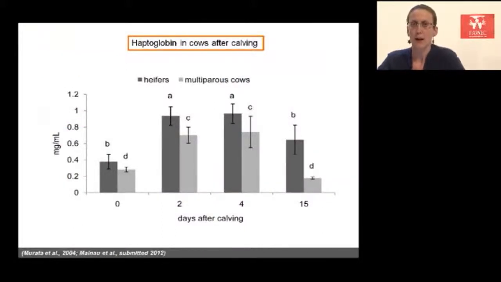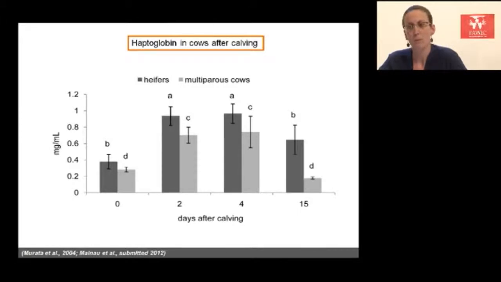Regarding haptoglobin, I said that it is an acute phase protein that can indicate inflammation. Here you can observe one study performed in our group, here in Barcelona, where we found in cattle after parturition a higher concentration of haptoglobin during days 2 and 4 compared to days 0 and 15. And also, on all the days observed, heifers or primiparous cows presented higher concentrations of haptoglobin than multiparous ones.